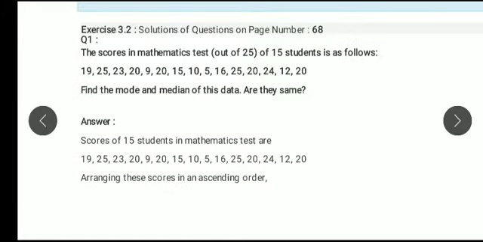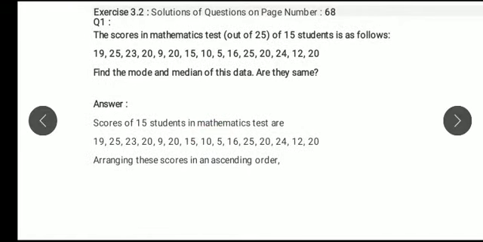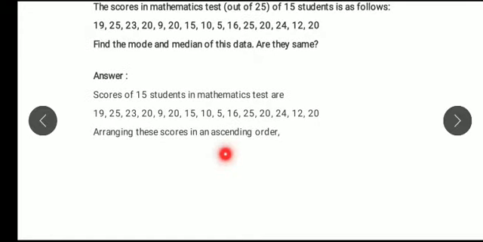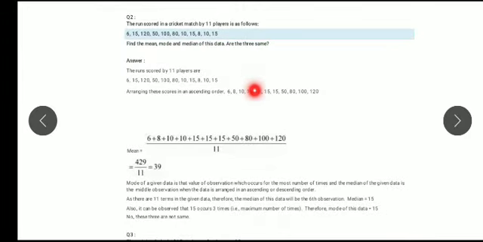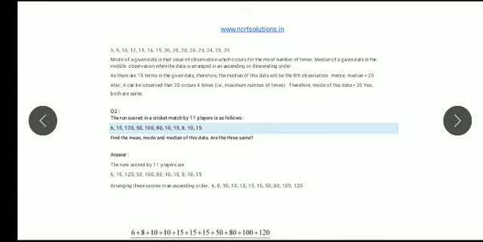Now what do you mean by mode? The number which repeats the maximum number of times. As you can see in this list, the number which repeats the maximum number of times is called the mode. So how to find the mode? See, these are the scores of 15 students in a mathematics test. Now we'll arrange these scores in ascending order, that means from smaller to bigger. Okay, so we have arranged them from smaller to bigger.